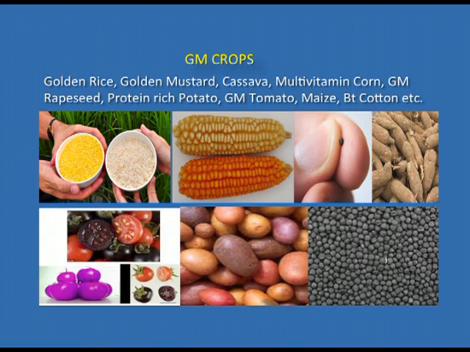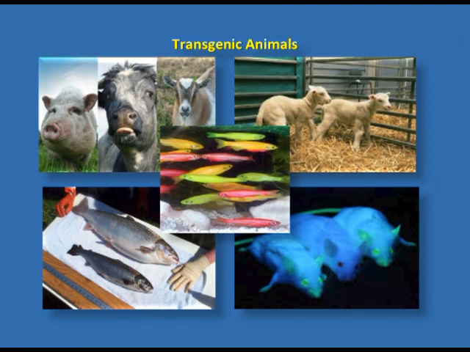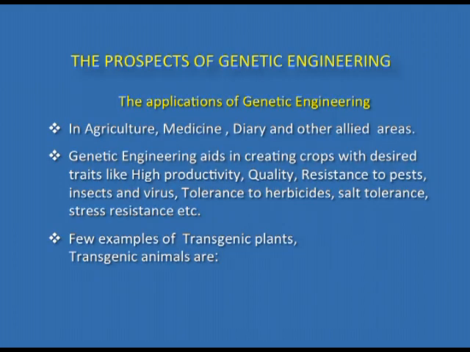Here, the first example of genetic engineering: Bacillus thuringiensis was the first genetically engineered product. And if we talk about animals, the mouse was the first animal which was genetically engineered. The applications of genetic engineering are widely seen in agriculture, medicine, dairy industries and other allied areas. Now, once again we can recollect what is a genetically transformed organism.